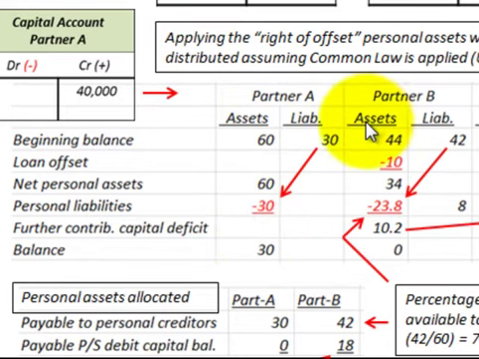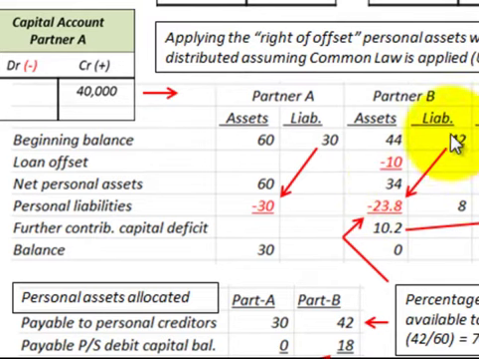Now let's look at partner B. They have assets of $44,000 and liabilities of $42,000. Now we've applied this loan asset offset up here, so we'd be reducing our loan offset of $10,000. We'd subtract that from the beginning balance of the assets, $44,000, and come up with the net personal assets of $34,000. So now our key with the common law is we have to calculate these personal liabilities that we can subtract from the net personal assets.